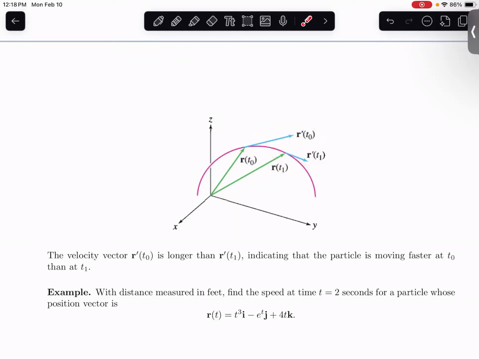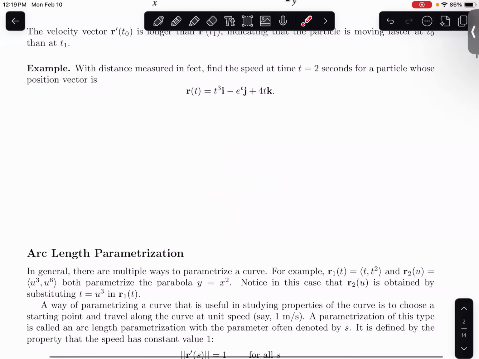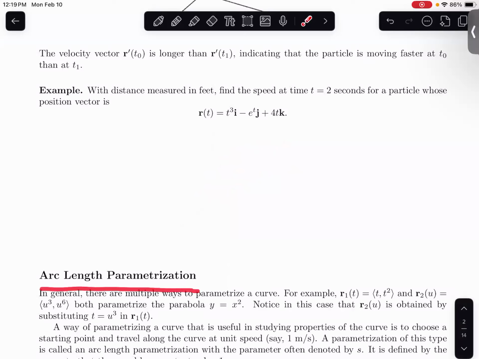So if we think of this as the movement of a particle, which is what this parametric equation is measuring, the fact that this has a larger magnitude implies that the particle is moving faster at this point than it is at this point. The larger the magnitude of the velocity vector, the greater the speed is going to be. So it's moving faster. That'll show up later when we talk about this arc length parameterization.